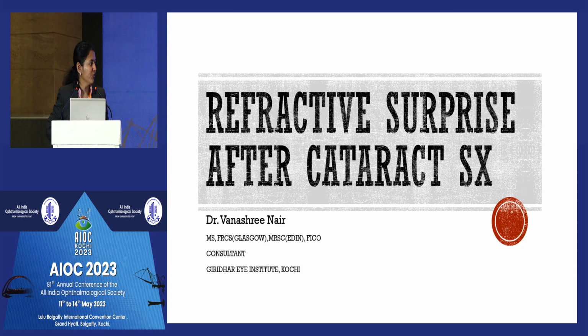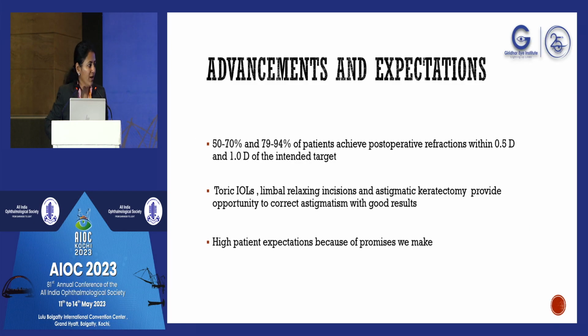We heard a lot of talks in the morning today from all the esteemed speakers about how we can achieve a perfect result, what all steps to take, and how to go ahead and give that perfect result to the patient. We know this is old statistics: 50 to 70% of patients achieve within 0.5 diopters and 79 to 94% of patients achieve within 1 diopter. I think now it has reached 90%, where we are meeting the targets of getting a perfect refractive outcome for the patient.